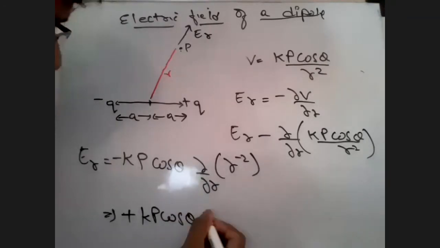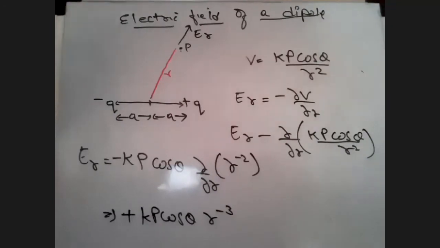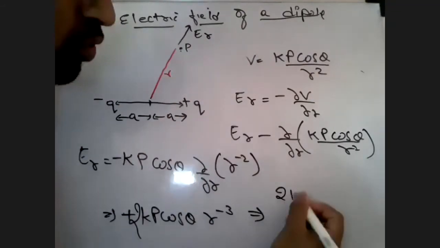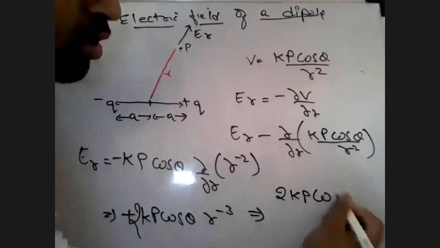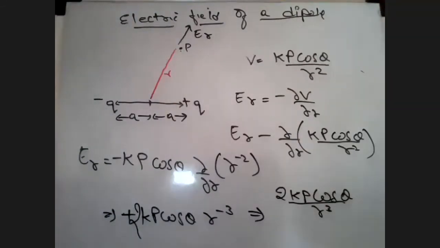Kp cos theta, r raised to minus 3. Am I right? So it is going to give me 2 also: 2 Kp cos theta into r raised to minus 3. That will give me 2 Kp cos theta upon r cube. Is that clear?